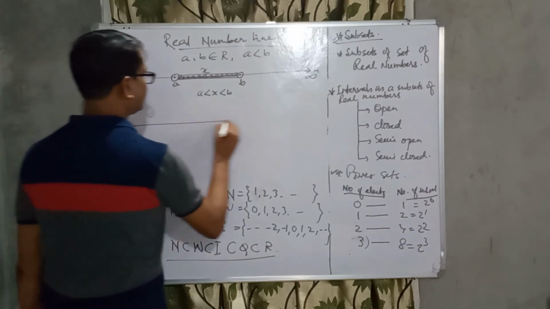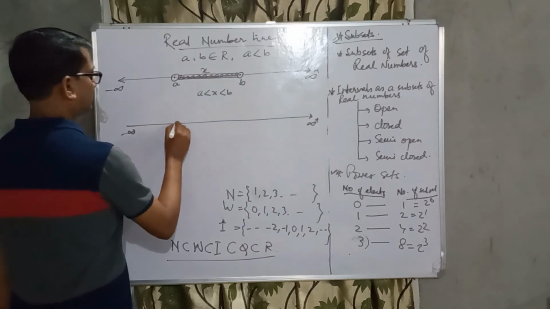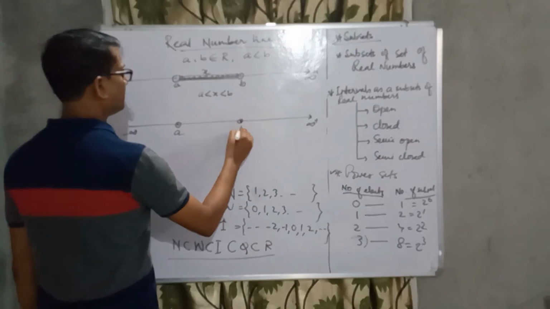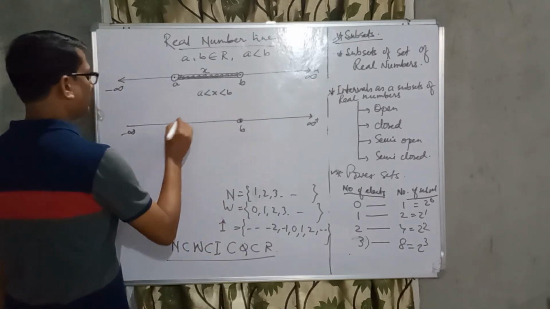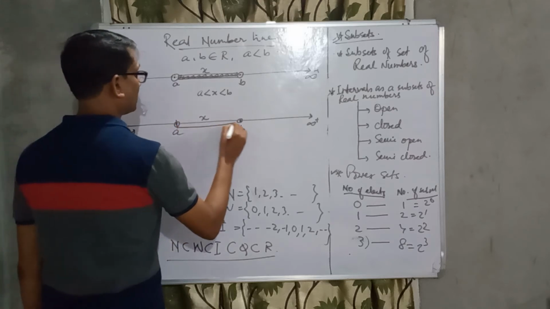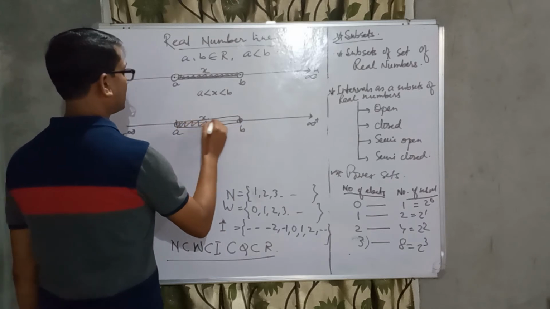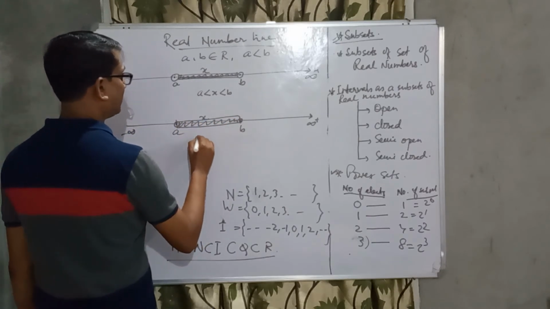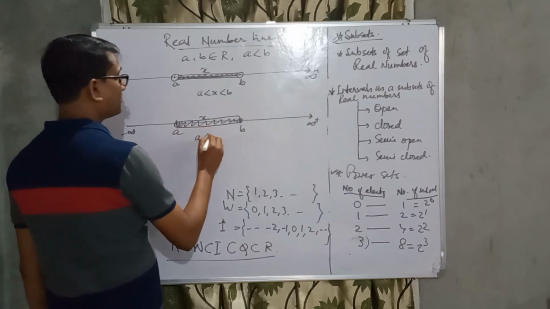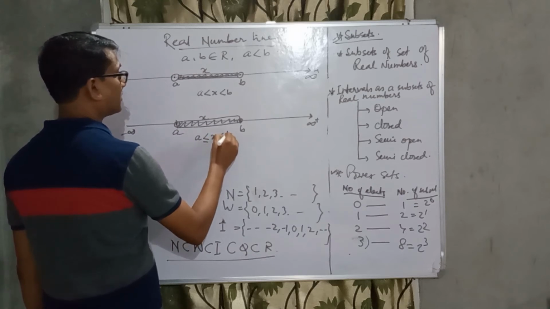Another way: this is a, this is b. Now we can include both a and b. This is x included, that means both the points a and b are included. So here we can write x is greater than or equal to a, and less than or equal to b.